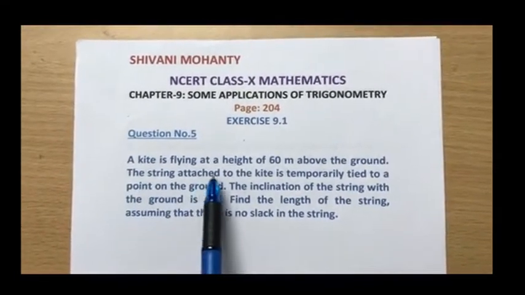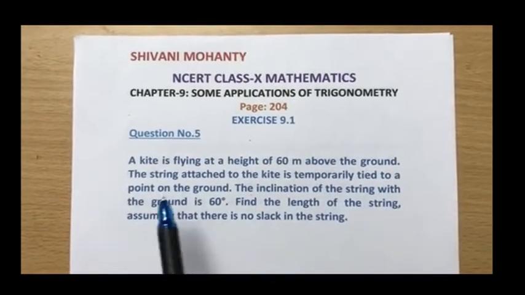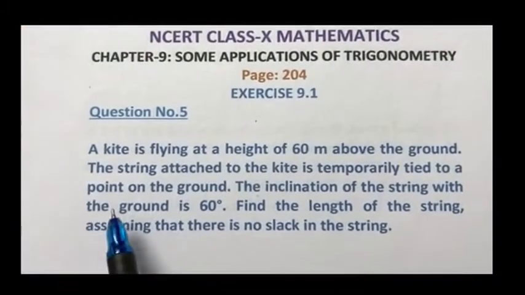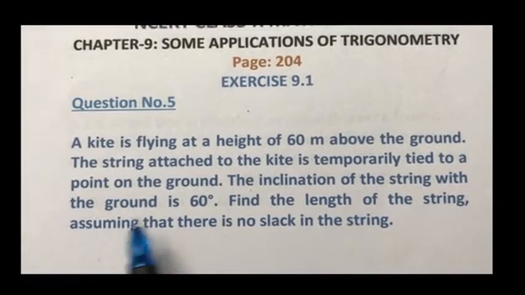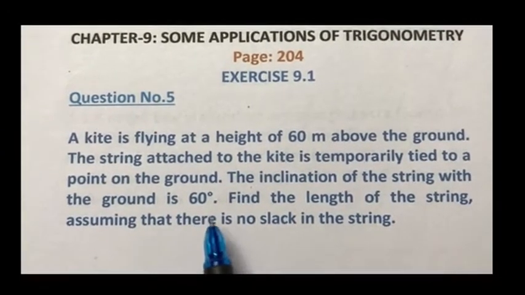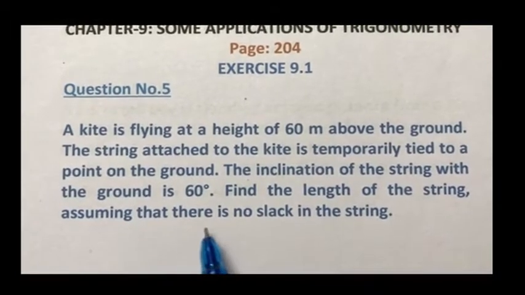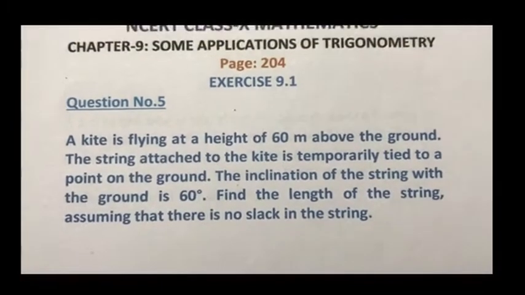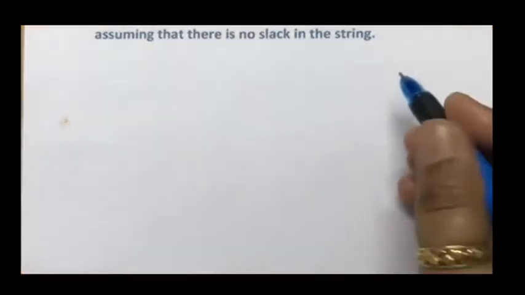A kite is flying at a height of 60 meters above the ground. The string attached to the kite is temporarily tied to a point on the ground. The inclination of the string with the ground is 60 degrees. Find the length of the string assuming that there is no slack in the string. Okay, so from this question, let us first draw the diagram.